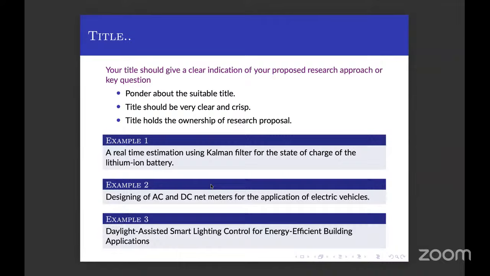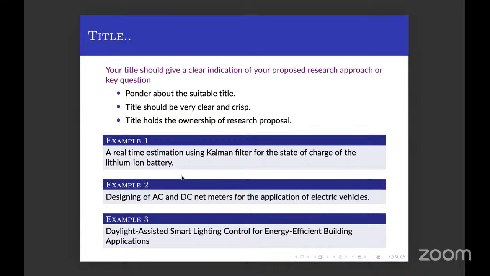The title is the ownership of your project. Suppose my name is Mukesh, right, so I am the owner of my body, right. With my name, everything comes into play. So the meaning is that the title should be very clear and concise, very clear and crisp. It should hold the ownership of your research proposal, as I said just now. Now I'll give some examples of how to write a title.